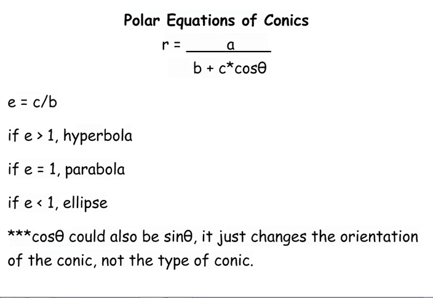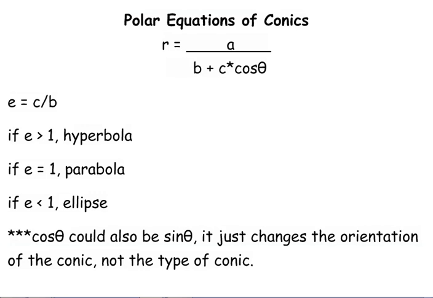So the general form of polar equations of conics, you'll have a constant on top over another constant plus a constant times cosine of theta. It could also be sine of theta. It doesn't change the conic section, it just changes the orientation. Cosine's on the x-axis, sine is on the y-axis, okay? That whole concept has not changed.